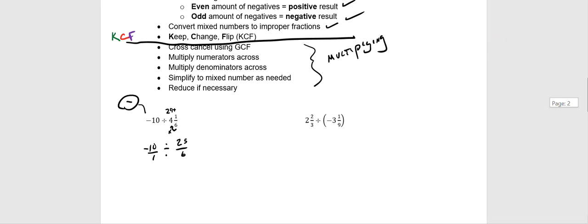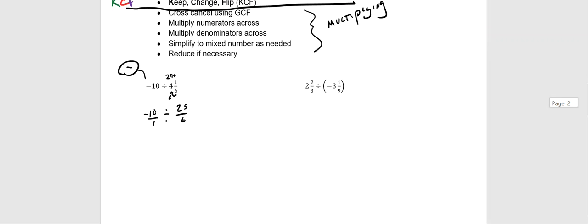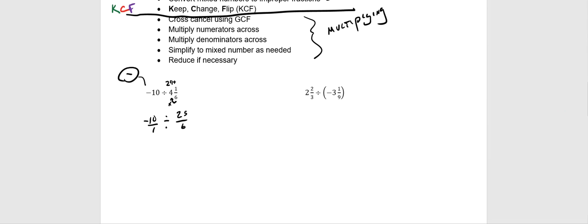So we're now ready to take care of the KCF, so keep, change, flip. So the way we convert this problem from a division problem to a multiplication problem, so we're back in our comfort zone, is we keep the first fraction. So we're going to keep negative 10 over 1. We're going to change our division sign to multiplication. That's what we just did right there. And then the flip talks about taking the second fraction and flipping it, basically taking its reciprocal. So that is our KCF. Keep the first fraction, change to multiplication, flip the second fraction.